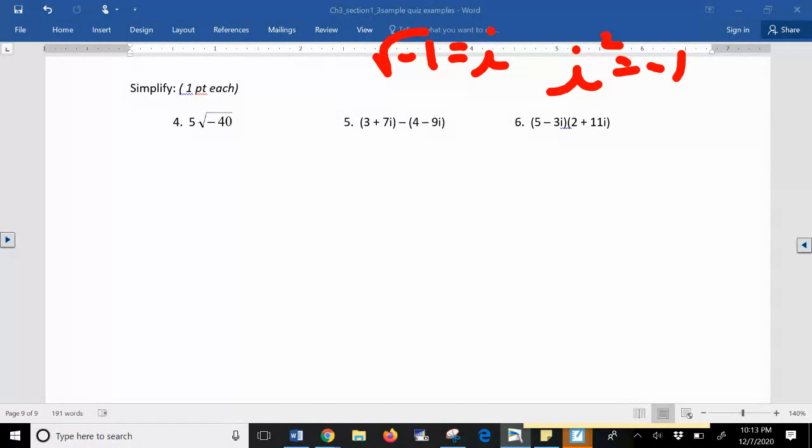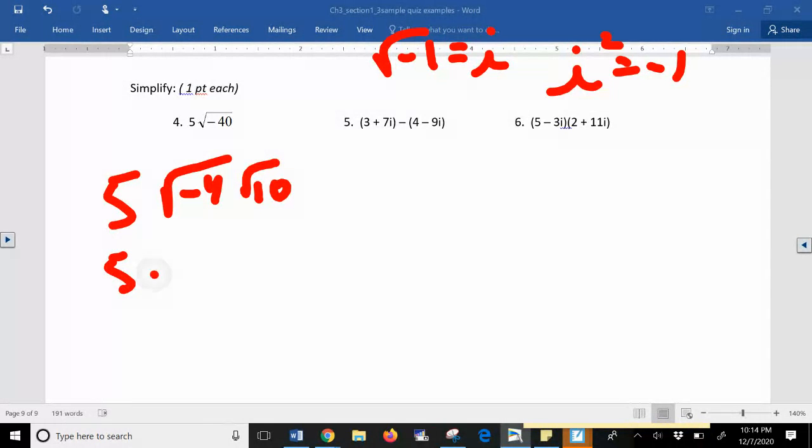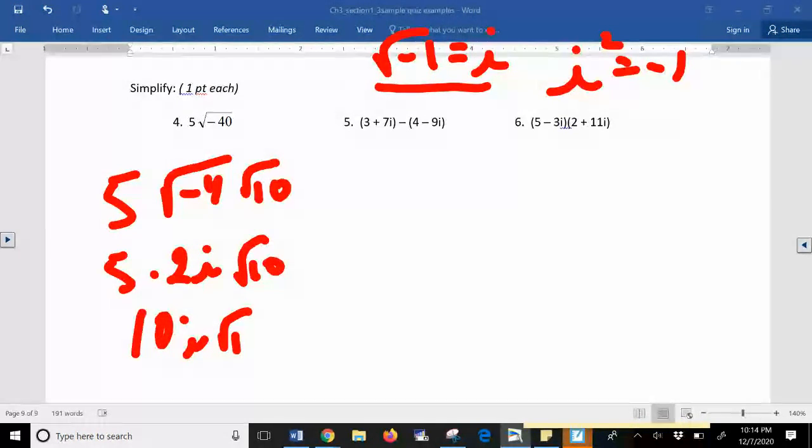So on number 4, we're going to say 5 is on the outside already, but the perfect square that goes into -40 would be -4 and 10. 4 times 10 is 40, of course. So the square root of 4 is 2, but the square root of -4 is 2i, because the square root of -1 is i. So 2i square root of 10. The outside numbers can multiply together, so you get 10i square root of 10.